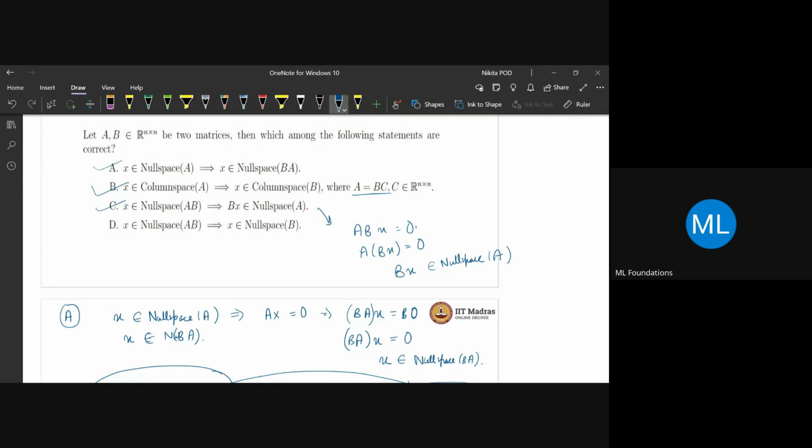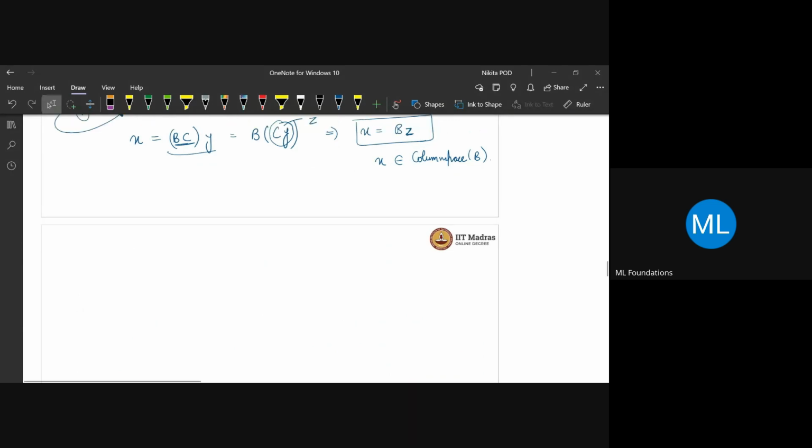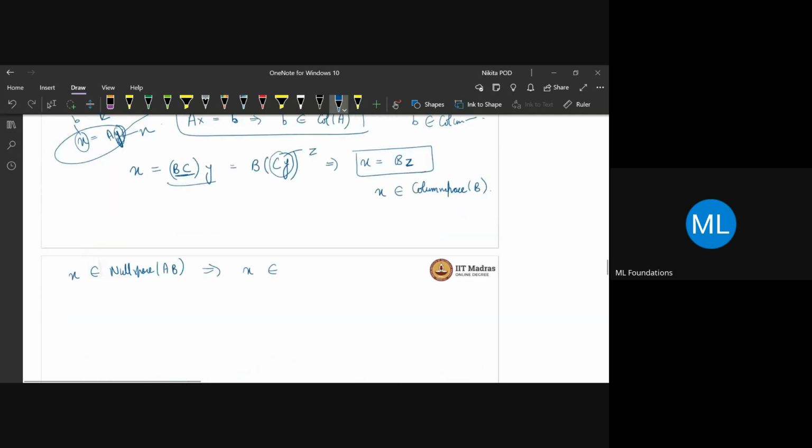But what about option four? Ma'am, it's false. Okay. So can you give me one example? Ma'am, algebraically we can prove it, but I don't know about examples actually. Okay. Whenever x belongs to null space of AB, it need not imply that x belongs to null space of B also. So let's take one example for that. Our claim is x belongs to null space of AB implies x belongs to null space of B.